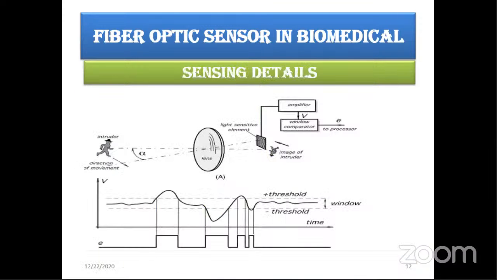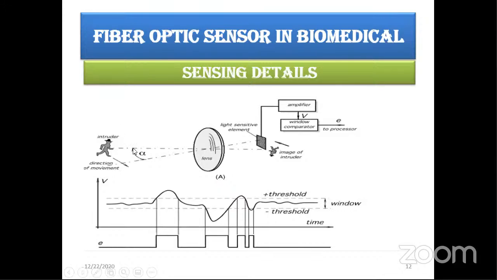Actually, this is one example. Here there will be one network. Here the intruder is coming. We are having the optical sensor here. This is a light sensitive element. Optical sensor means this is a light sensitive element. Here the intruder in a network is identified based on the light intensity changes.